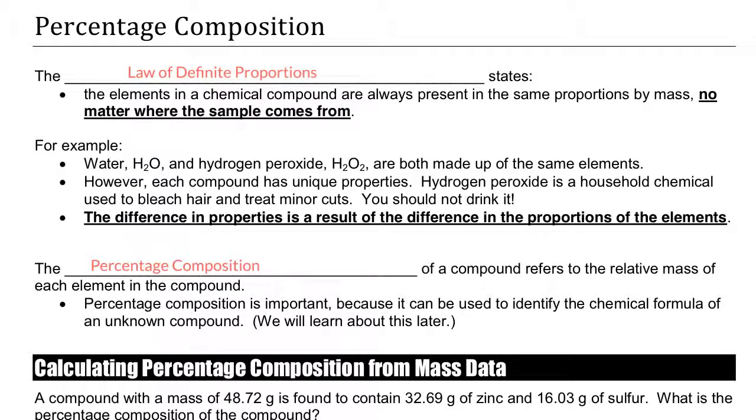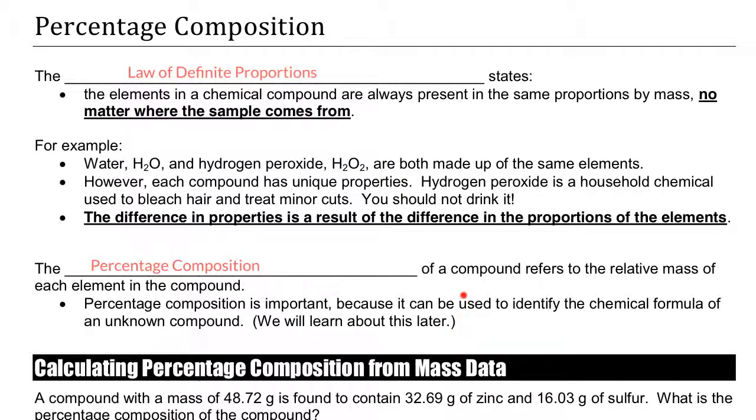And this leads into the idea of percentage composition. This refers to the relative mass of each element in the compound. It refers to a percentage representation of that ratio of one element to another. And this is important because we can use percentage composition in order to determine what an unknown compound is. This is what they would do in crime labs or water testing facilities, any place where they're trying to figure out what something is. But we'll talk about that later on in the unit as we go.